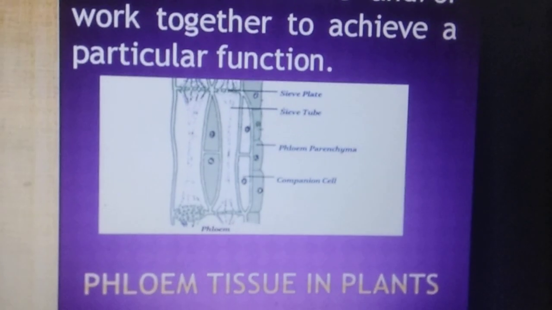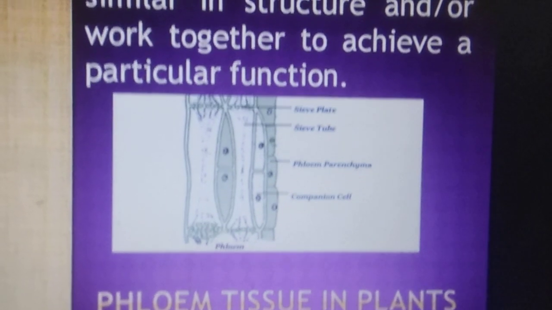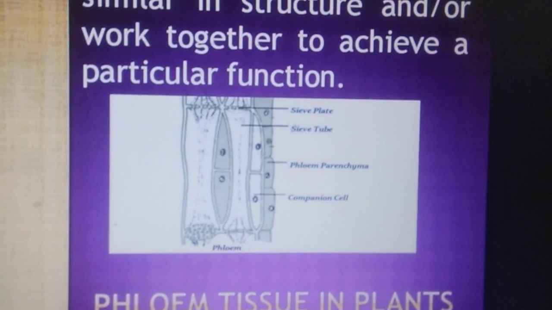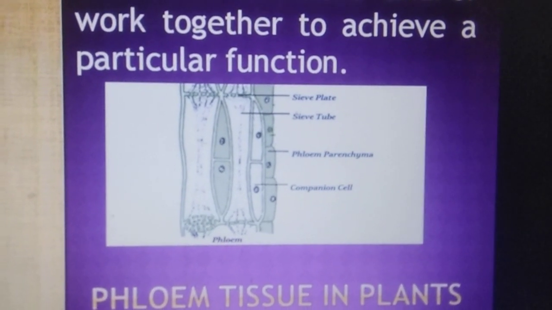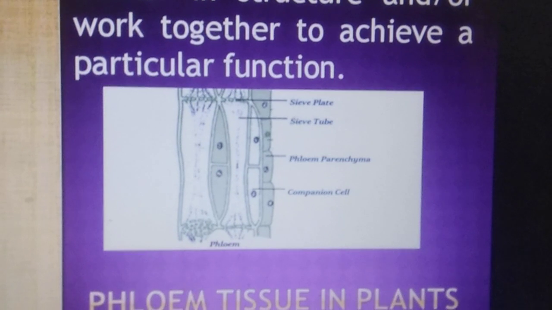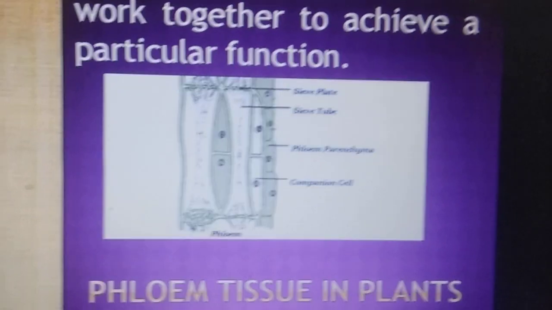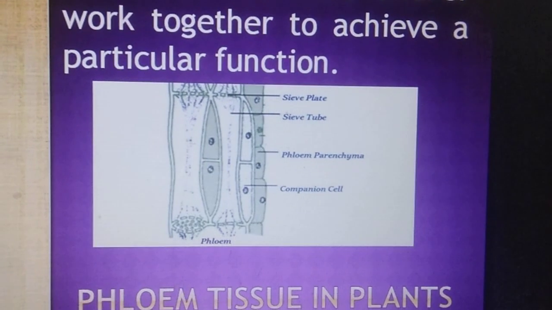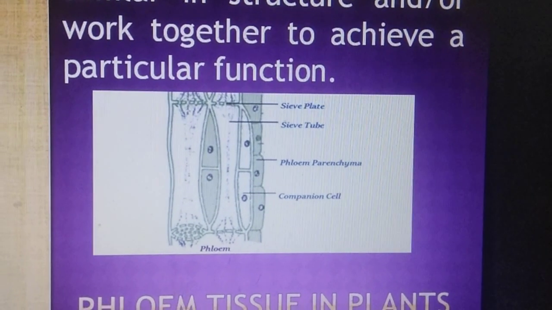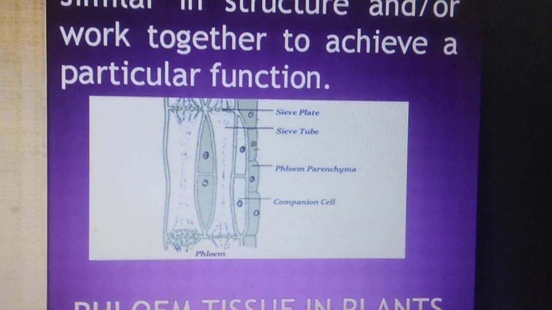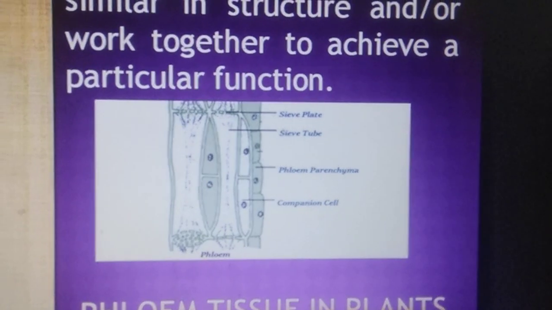Here you can see the example of a phloem tissue in plants. Phloem is a type of vascular tissue in plants that is used for the conduction of food. Here you can see that there are sieve tubes. Adjacent to the sieve tubes are companion cells, and adjacent to that is phloem parenchyma. Now this phloem is a type of tissue which is made up of four types of cells. Here you can also see the sieve plate. So it is an example of a tissue in plants which is made up of many cells.